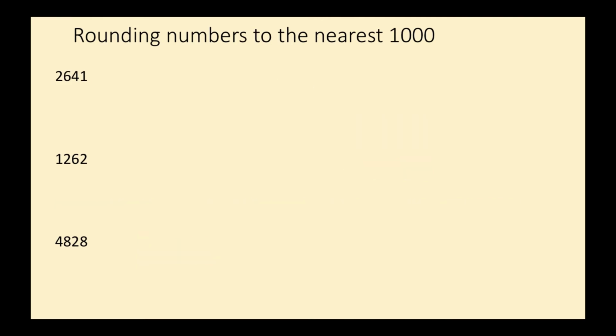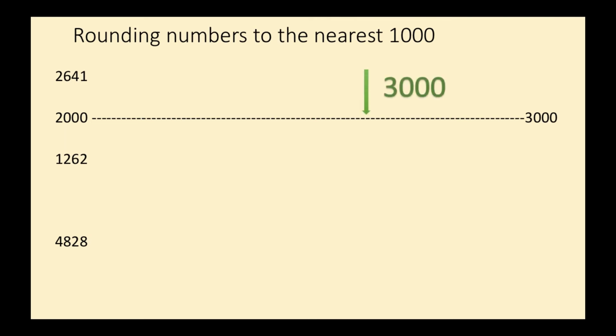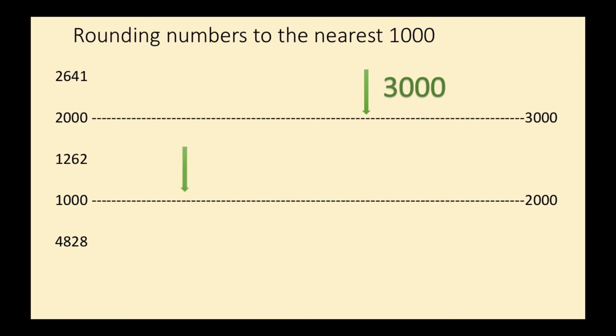Let's have a look at rounding numbers to the nearest thousand. 2,641. So 2,641 must be between 2,000 and 3,000. Well, we know 2,600 is closer to 3,000 than it is to 2,000. So it's round about here, so we're going to round it to 3,000. 1,262 must be between 1,000 and 2,000. If it's 262, it's going to be quite low, closer to 1,000, so we round it down to 1,000.